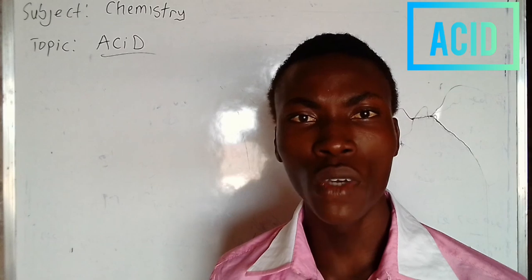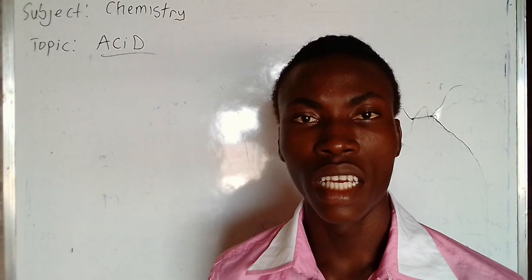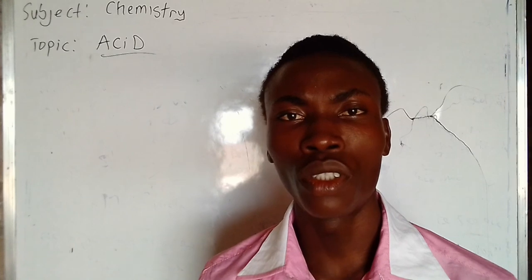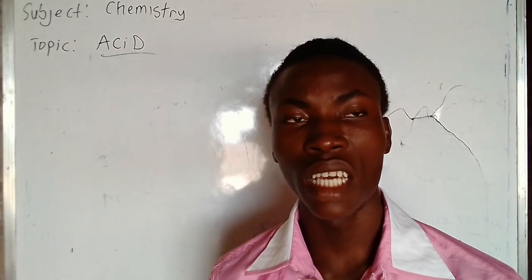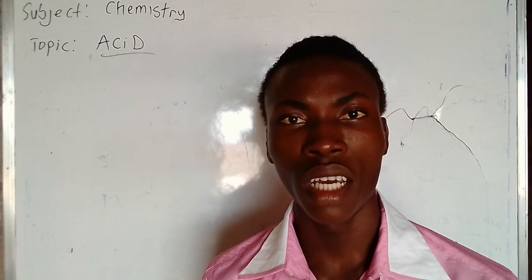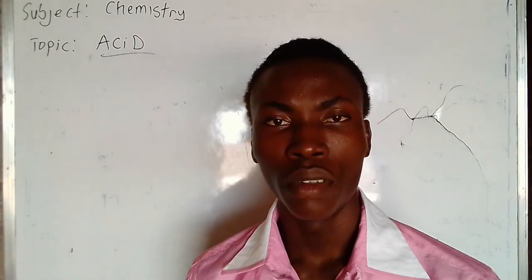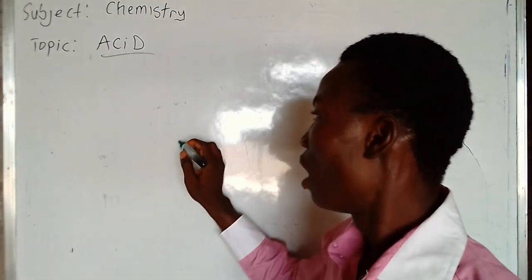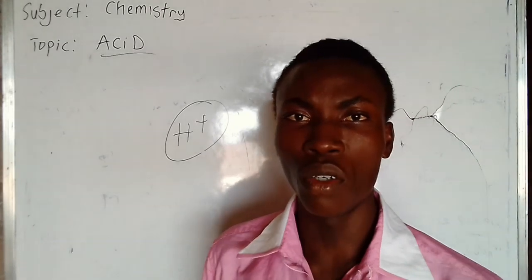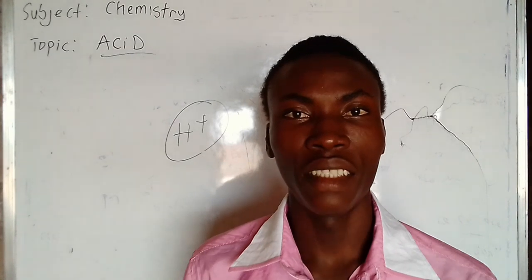Acid is a substance which, when dissolved in water, produces hydrogen ion as the only positively charged ion. We can also define acid this way: acid is a substance which, when dissolved in water, produces proton as the only positive ion. Now, if you look at the definition that we have, there is what is called the hydrogen ion. But take note, the hydrogen ion alone does not even define the acid.